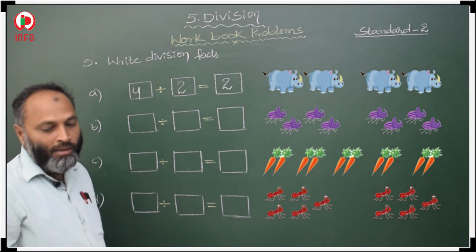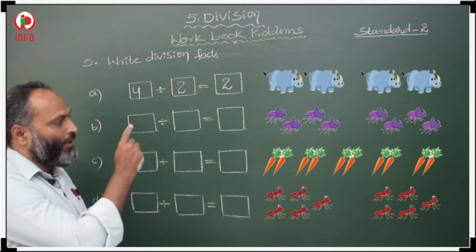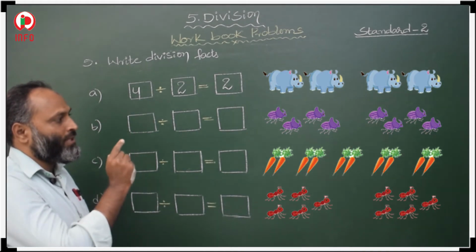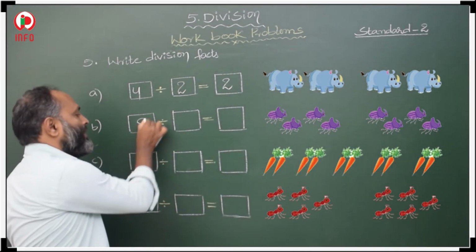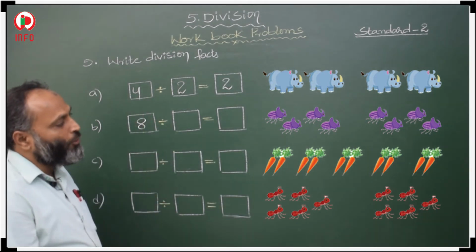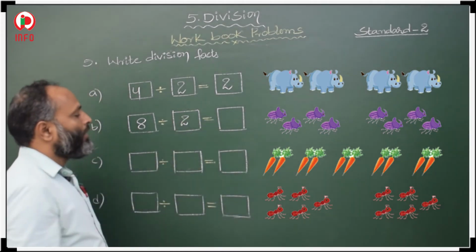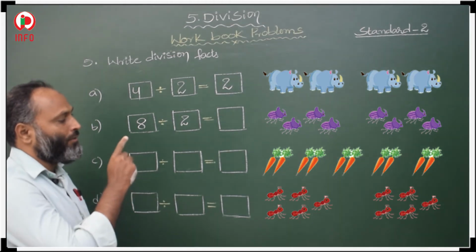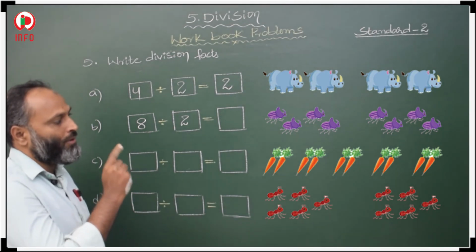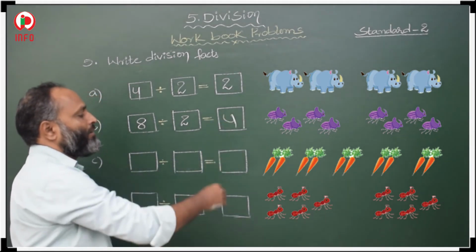In the same way, some insects are given. First you count how many insects are there. 1 2 3 4 5 6 7 8. Total we have to write, total 8 insects were there. Then how many groups are there? 2 groups. In the 2 groups, in each group how many insects were there? 1, 2, 3, 4. 1, 2, 3, 4. 4 insects were there in each group. That we have to write here.